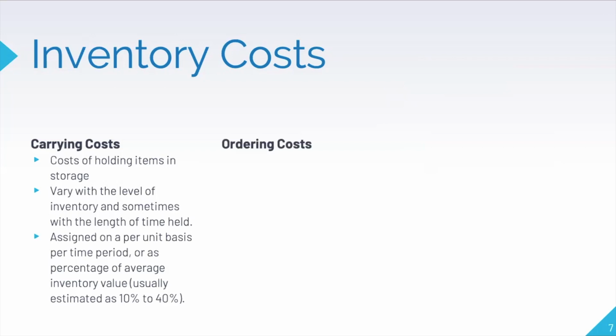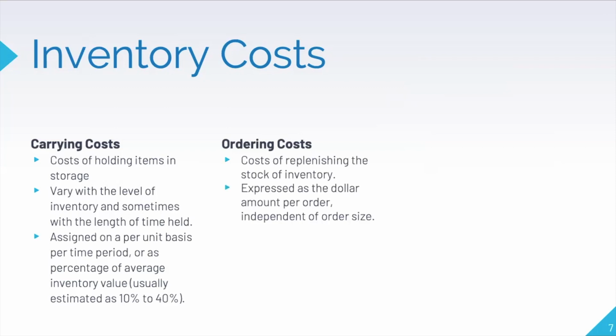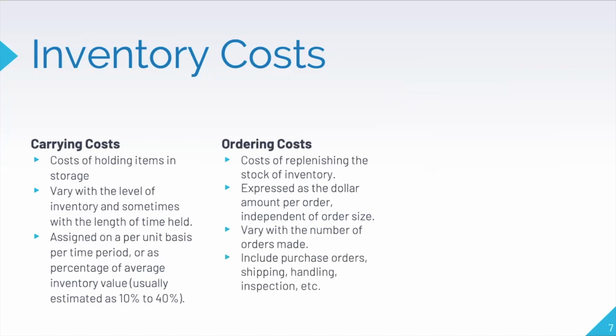The second type of cost is the ordering cost. This is the cost of replenishing the stock of inventory, or how much cost you incur every time you order inventory. This is expressed as the dollar amount per order. So it does not depend on how many units you order, but on how many times you place an order. So it varies with the number of orders made. And it includes purchase order, shipping cost, handling cost, inspection cost, and the like.